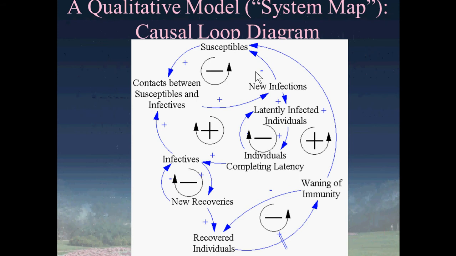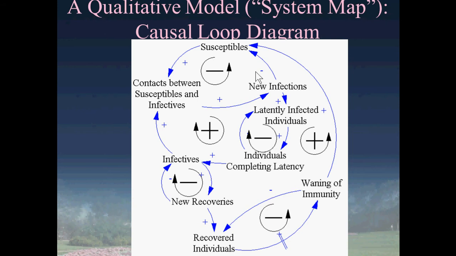And you'll notice that link has a polarity, a plus here. What that means is if you increase infectives, all other things being equal, the number of contacts between susceptibles and infectives will tend to be greater than the value it would otherwise have held. Some people say it more briefly: if infectives goes up relative to its reference value, then contacts between susceptibles and infectives will go up relative to its reference value. That's a briefer way, subject to a little bit more ambiguity.